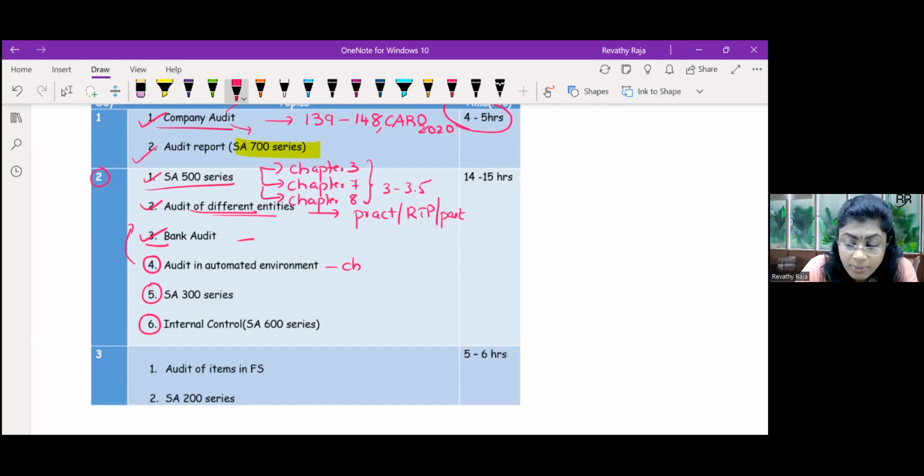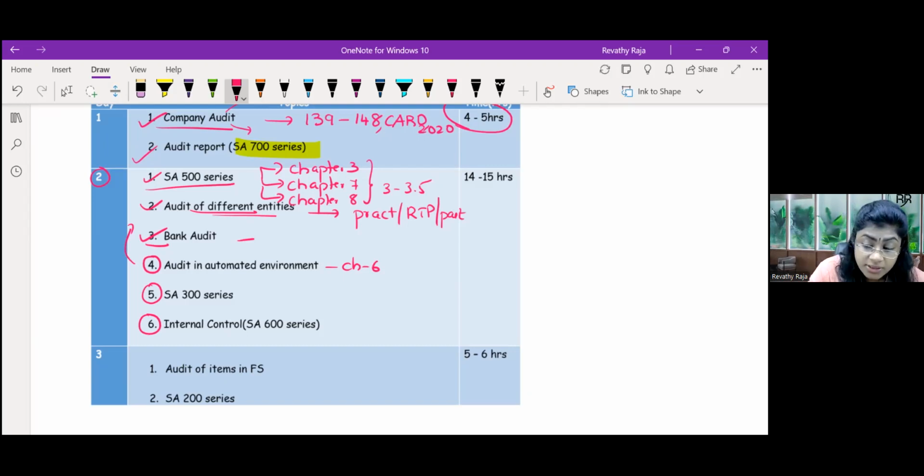That is nothing but chapter number 6 in our material. Audit in automated environment is again related to your EIS: general control, application control, IT dependent control. Yes, it is a comparatively small topic, but don't leave it, it is important.